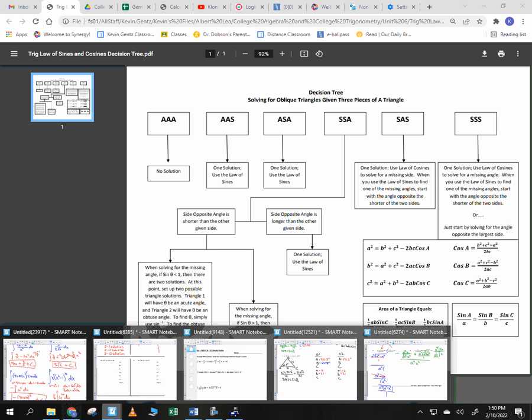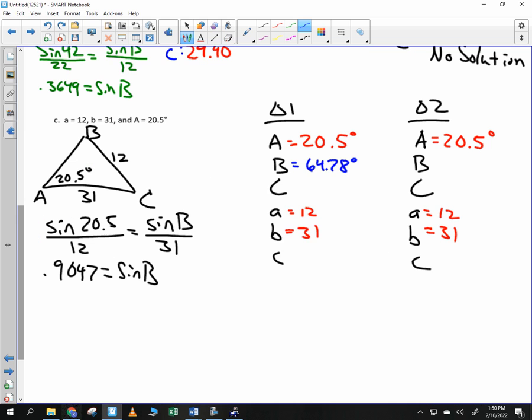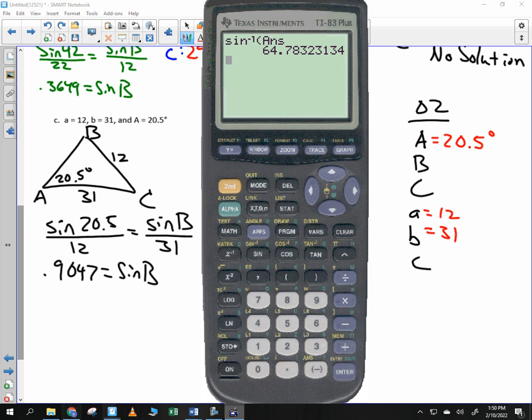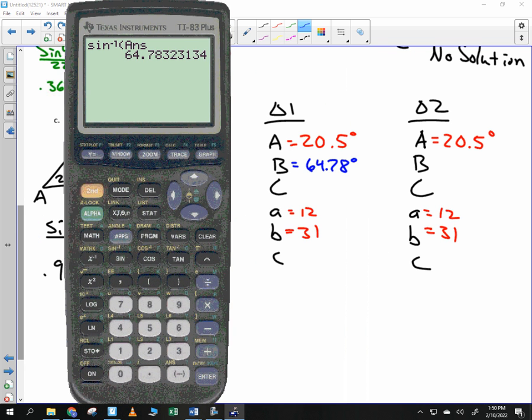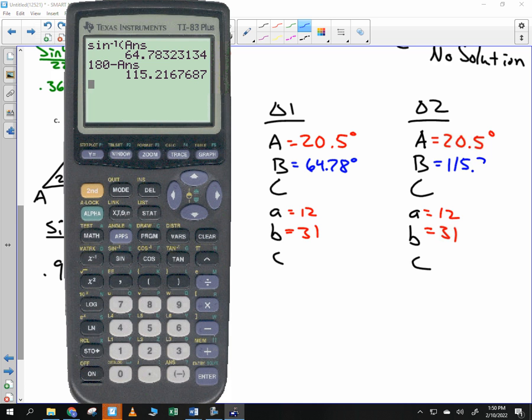So I want to come up with the other angle that's sitting over here. In order to do that, I do 180 minus that answer, and I get 115.22. So that's what ties those two together. Now you can solve for angle C and side C separately for each one.